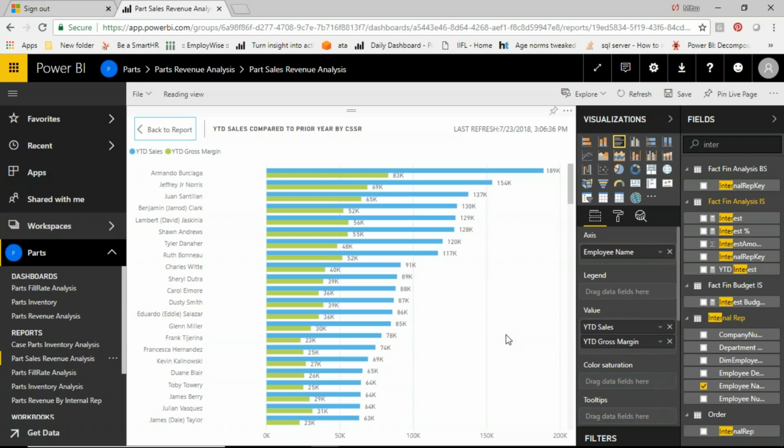There's Armando on the very top. He's almost always on. Jeff Norris, I would not have guessed him. I think he's back counter in San Antonio. Oh, that makes sense. I'm not 100% sure.